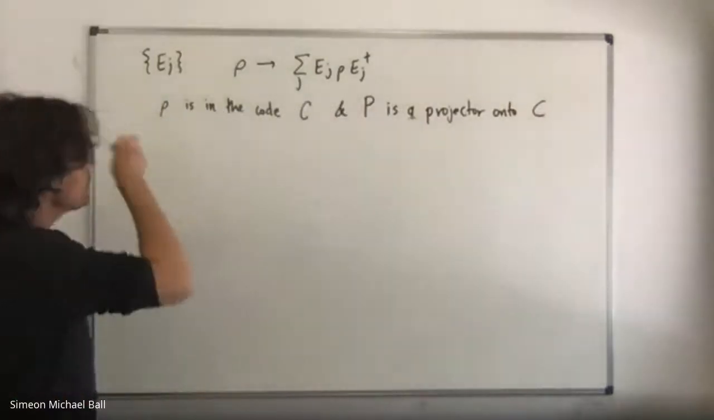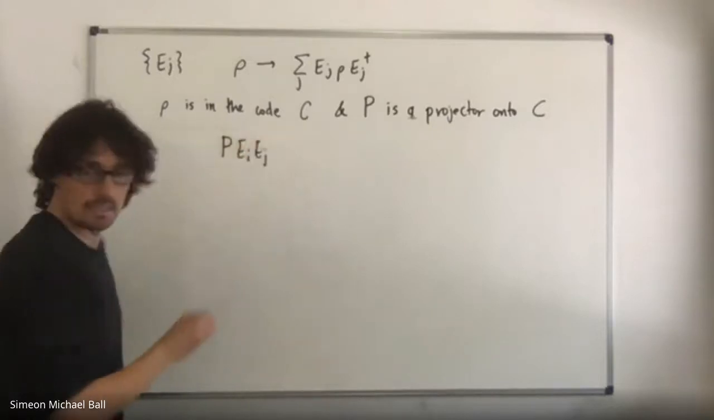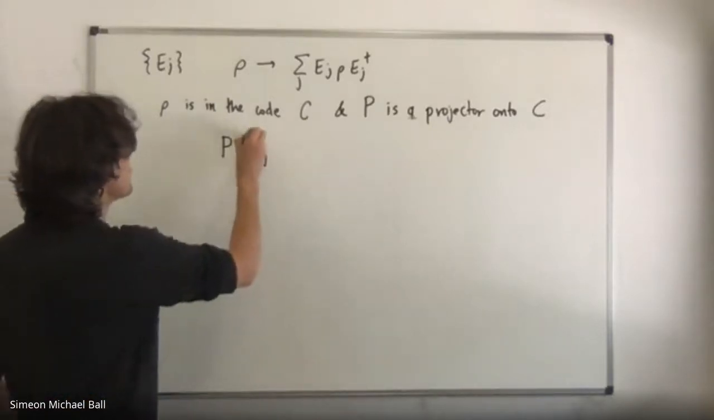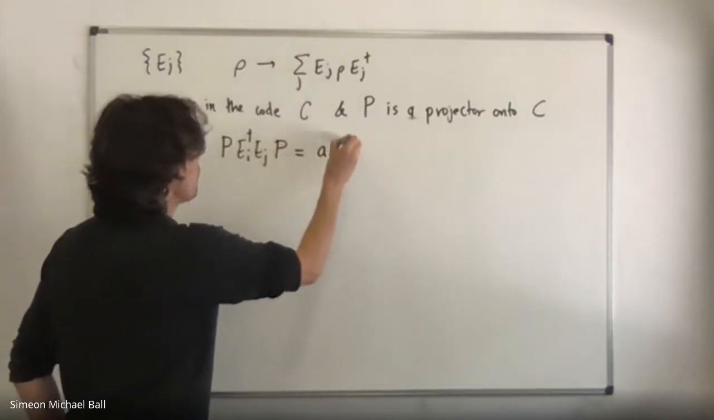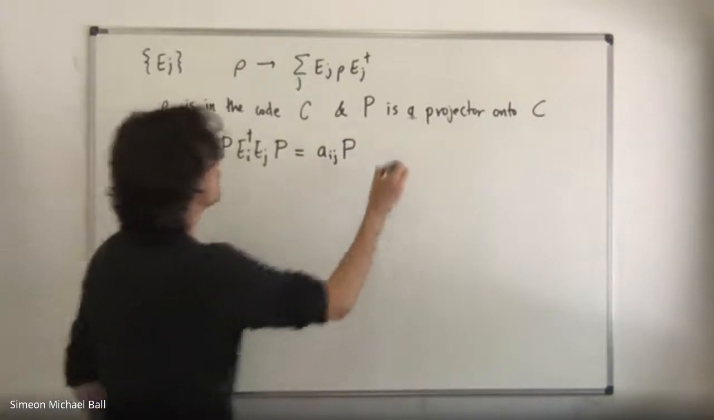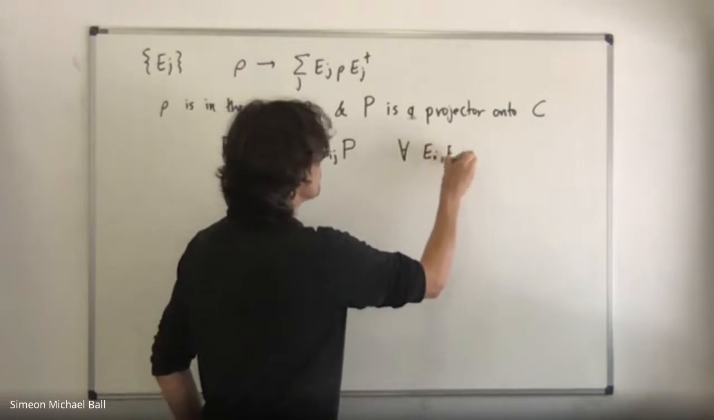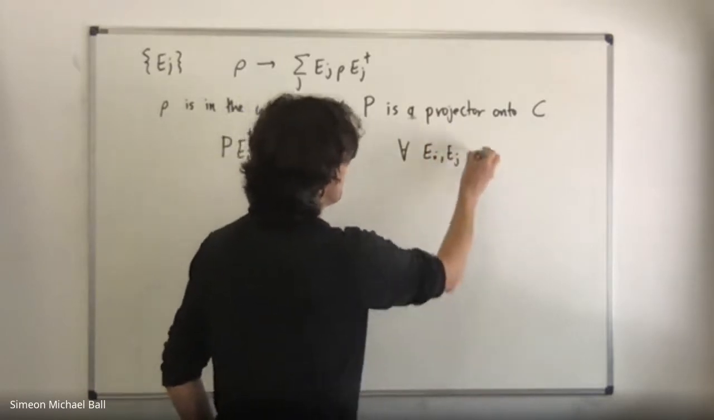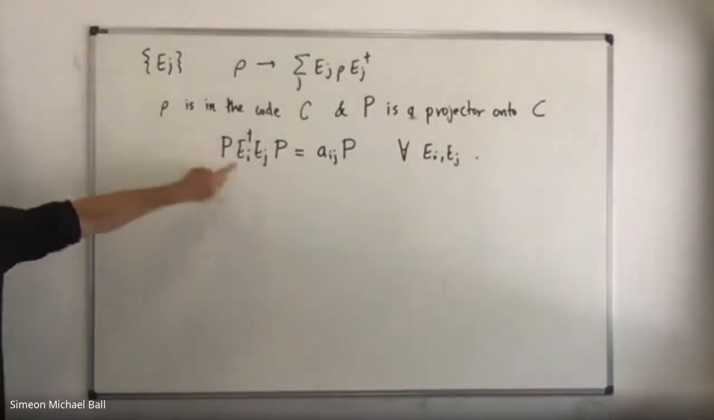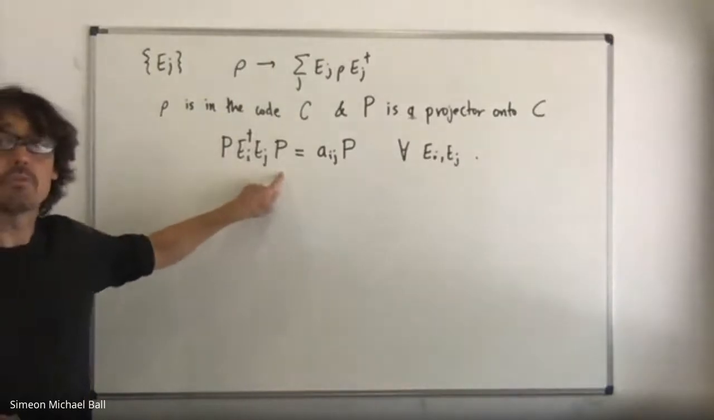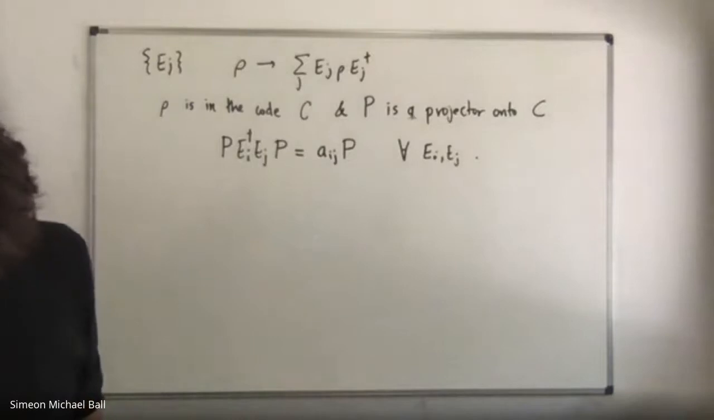Then the condition was that P E_i dagger E_j P should be equal to some multiple of P for all i, j. So we can correct. If all these errors have this property, then we can find the recovery map, which will recover it. And the recovery map had a similar form.